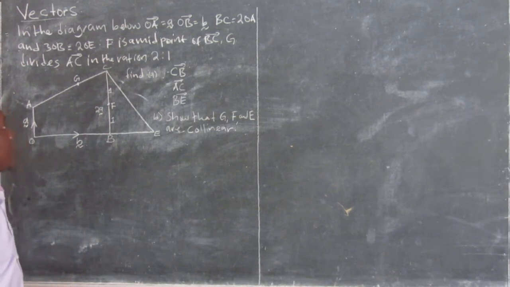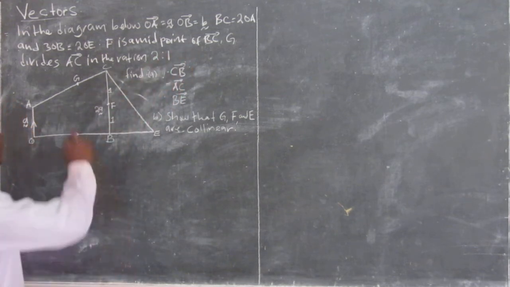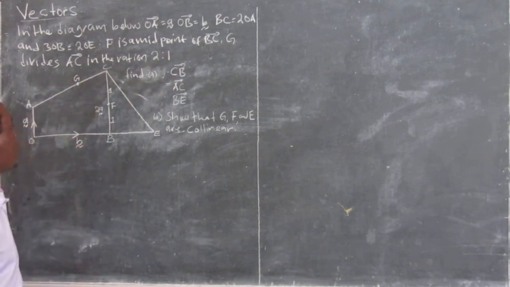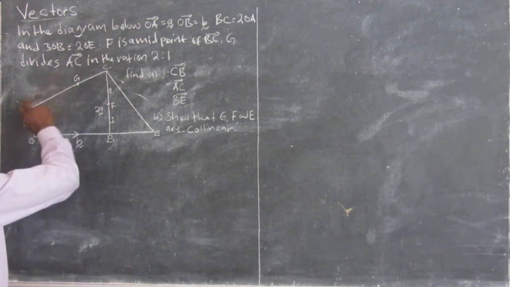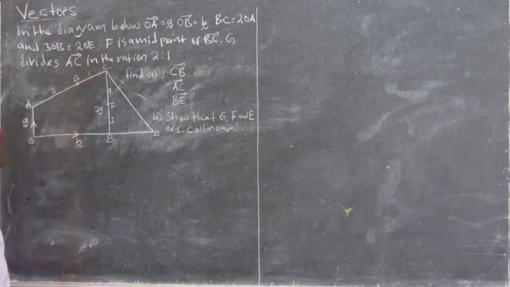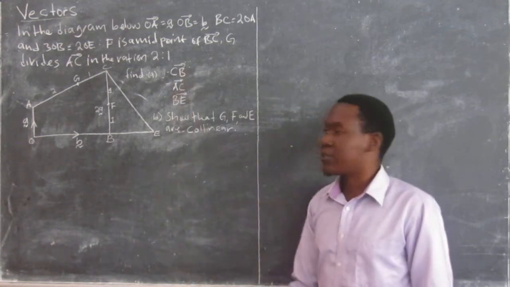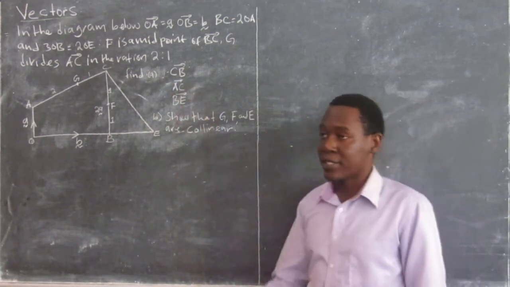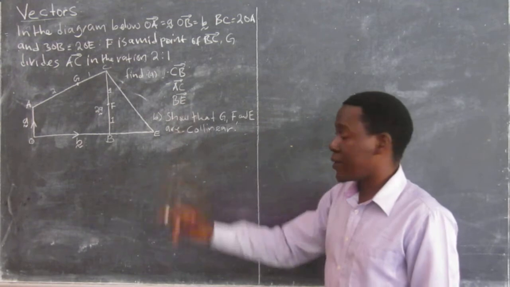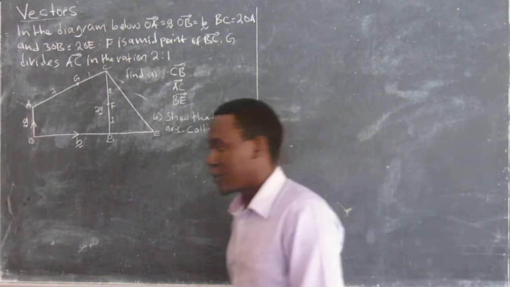And then they are telling us that G divides AC in the ratio of 2 to 1. A to C is going to be 2 to 1, meaning that here we have 2 and there we have 1. I think we have interpreted our question. And then they are telling us we should find the value of CB, the value of AC, and the value of BE in terms of A and B. Let's see how we can really solve this question.